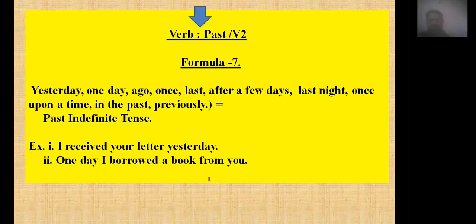I received your letter yesterday. Here you see yesterday is available. That's why your verb will be received. Okay, V2. One day I borrowed a book from you. One day. It is also past tense marker. Okay, one day. That's why here verb will be borrowed. Okay, this is the rule.